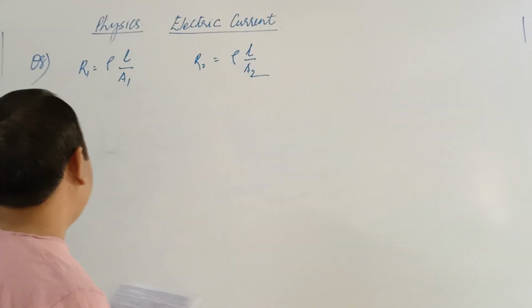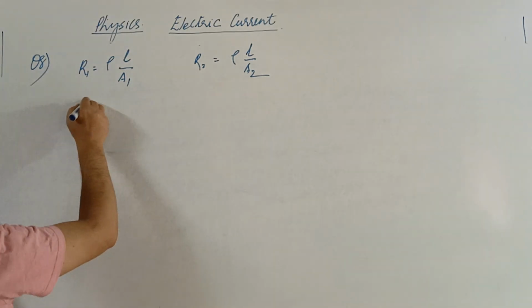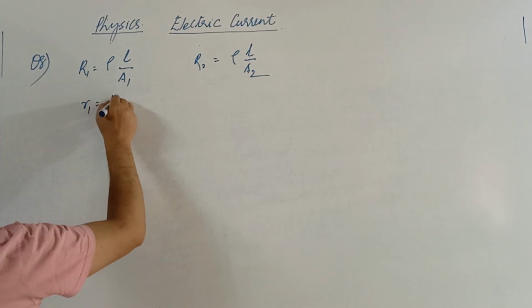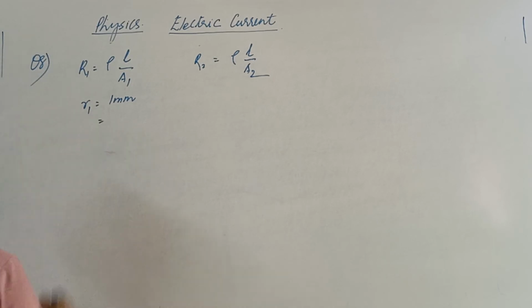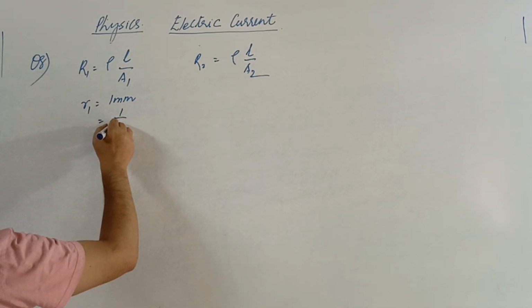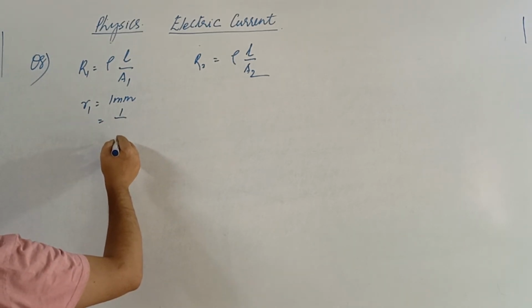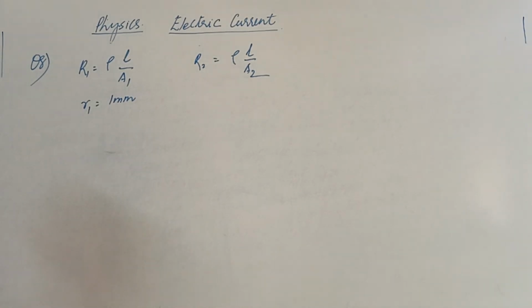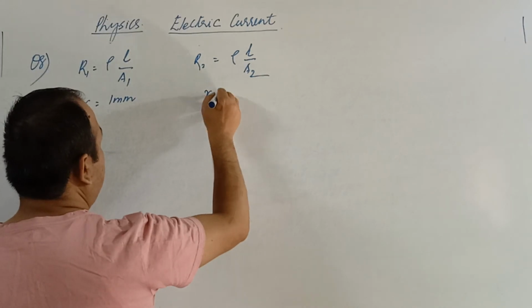Now it is given that r1, the radius of the cross section, is equal to 1 mm. 1 mm means 1 by 10 centimeter, but let it be in mm only. Then here r2 is 2 mm.